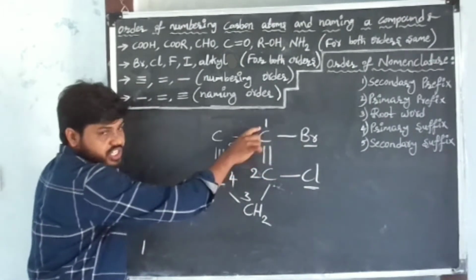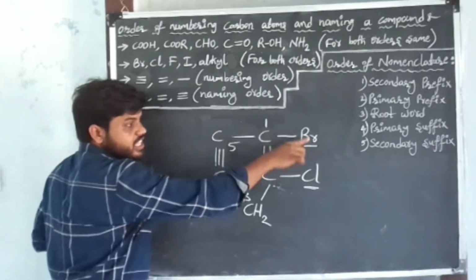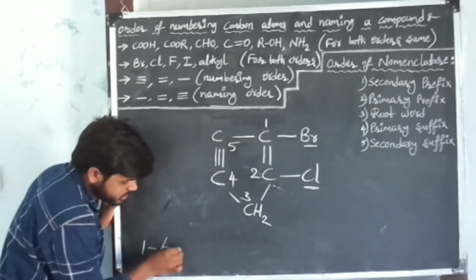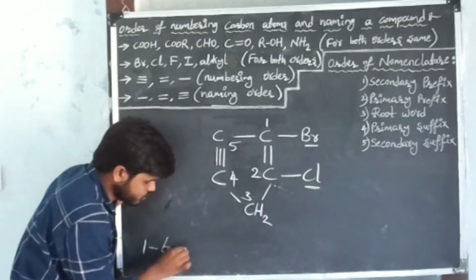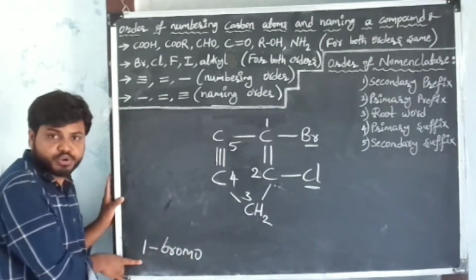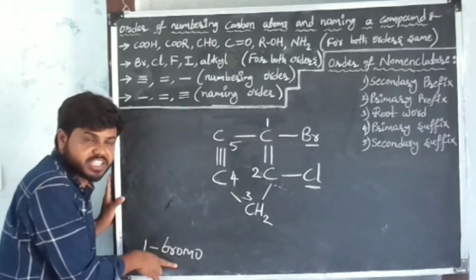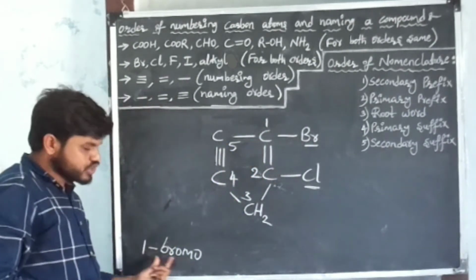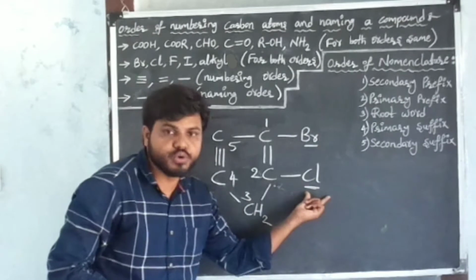I have written the position. After writing the position, take the prefix of bromine, that is bromo. First write the position of bromine, then write the prefix of bromine. I have written position and prefix. After writing the position and prefix of bromine, take the chlorine.